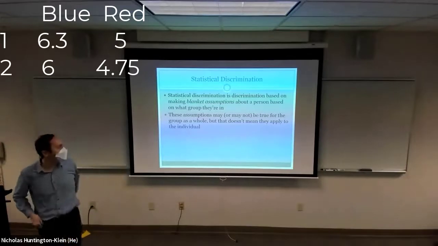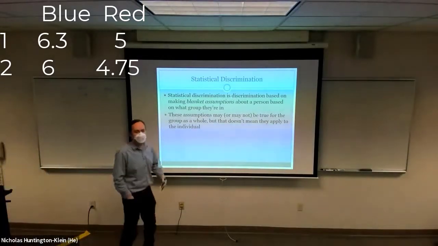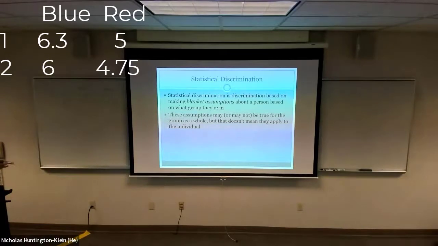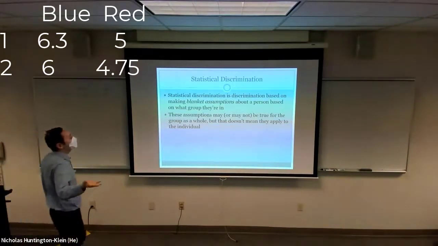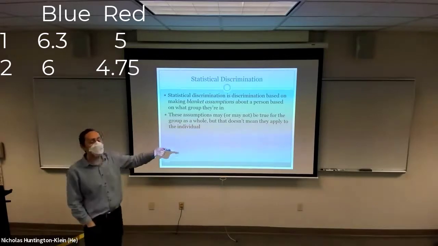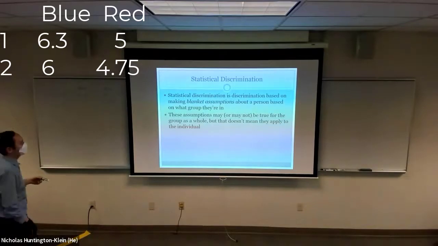So statistical discrimination is discrimination based on when people make blanket assumptions about a person based on what group they are in. You can sort of think about it like stereotyping, but it's a bit broader than that. Now, these assumptions may or may not be true for the group as a whole, but the thing that makes it definitely discrimination is that they are applied to each individual, whether or not it applies to that actual individual.